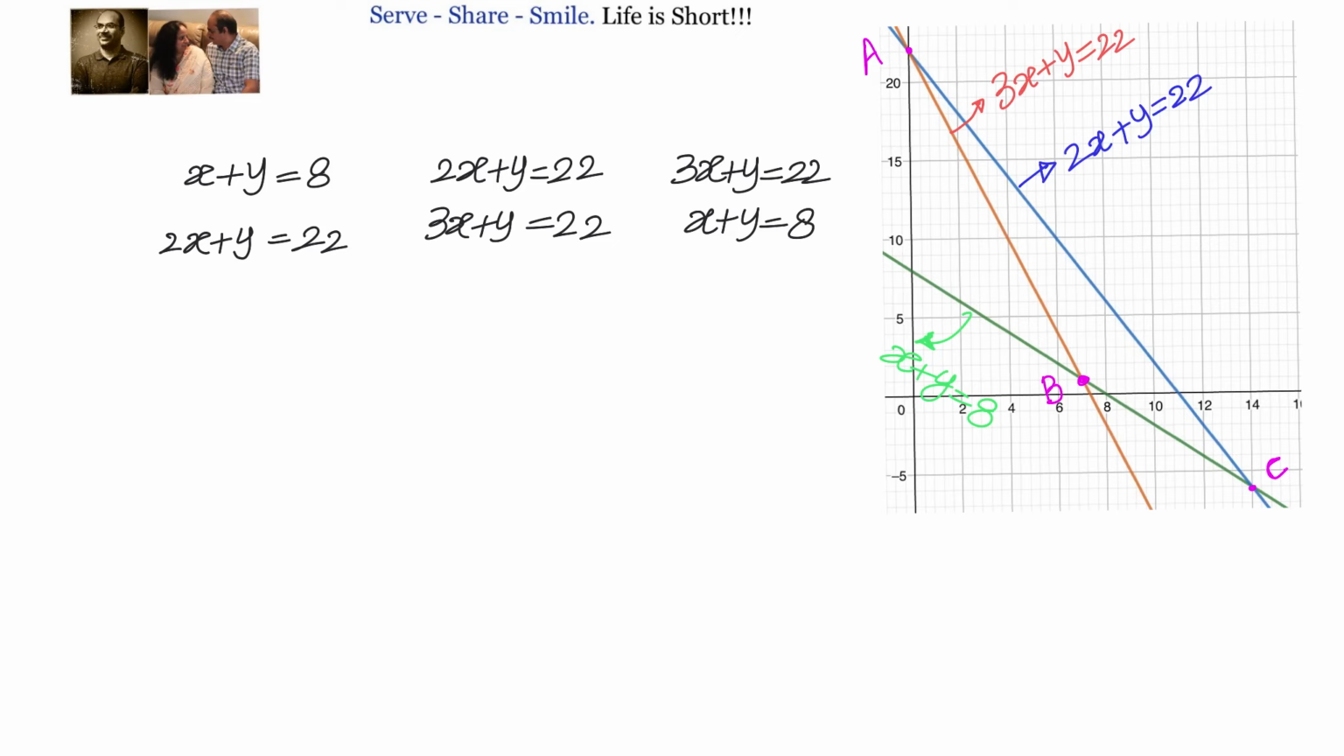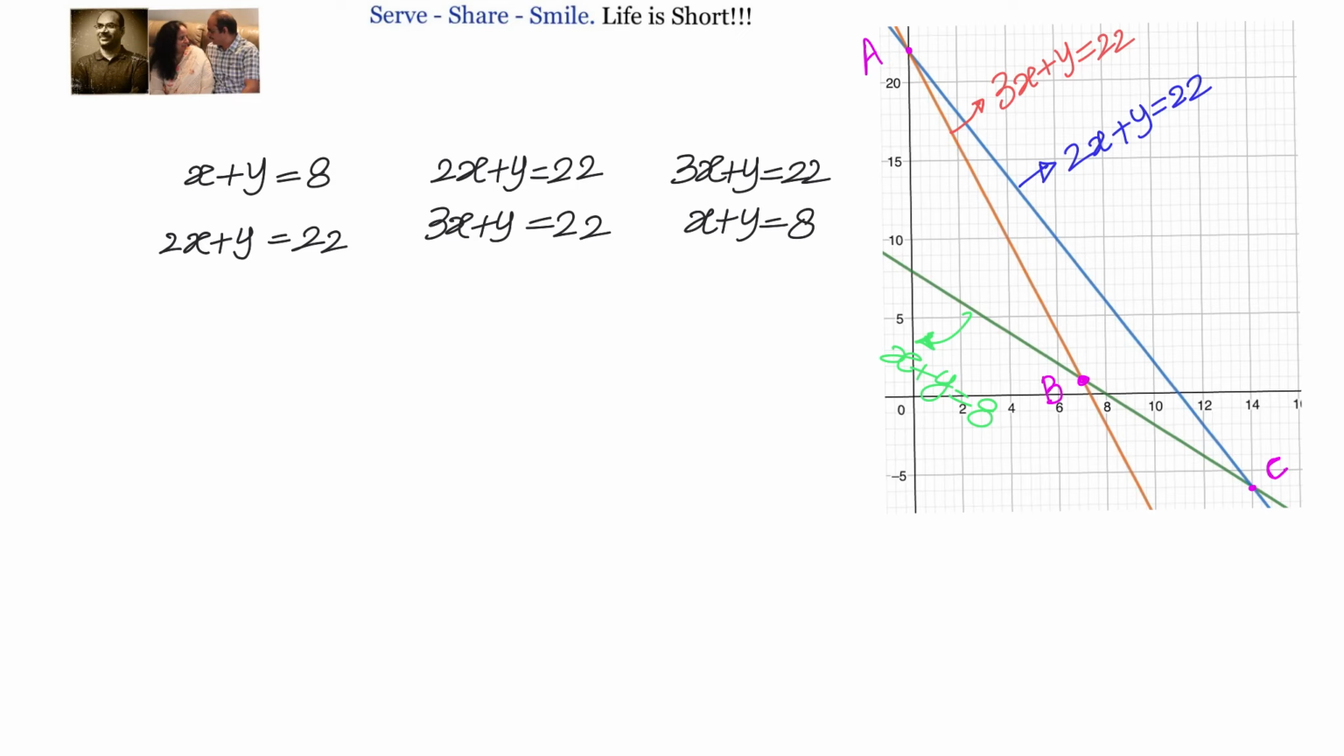Then we can apply the formula of incenter, which is a into x1 plus b into x2 plus c into x3 divided by a plus b plus c for x coordinate. Similarly for y coordinate, a into y1 plus b into y2 plus c into y3 by a plus b plus c. So let's go ahead and try to find out the coordinates here.